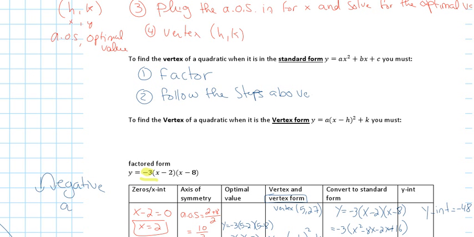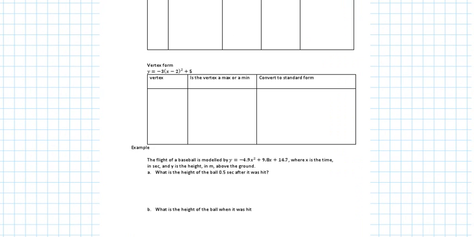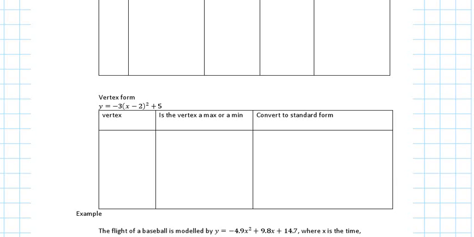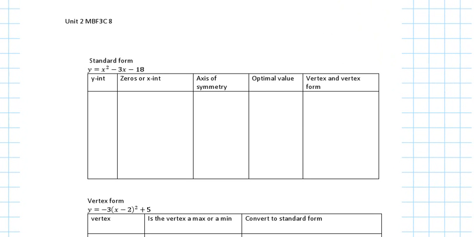Let's look at an example where we have to follow this. Okay, so we're going to go to the next page. What form is this in? Standard. What can I find from the standard form? The y-intercept, which is what? Negative 18. Perfect. So the y-intercept is negative 18.